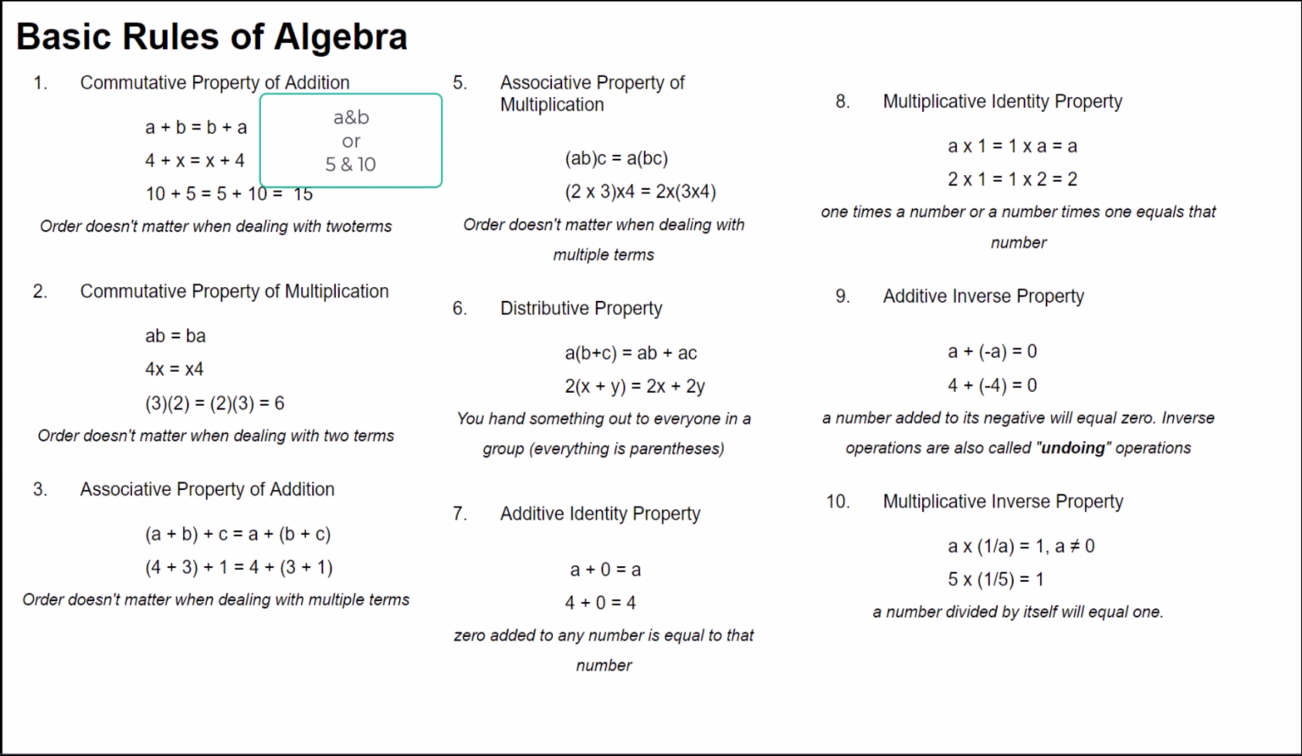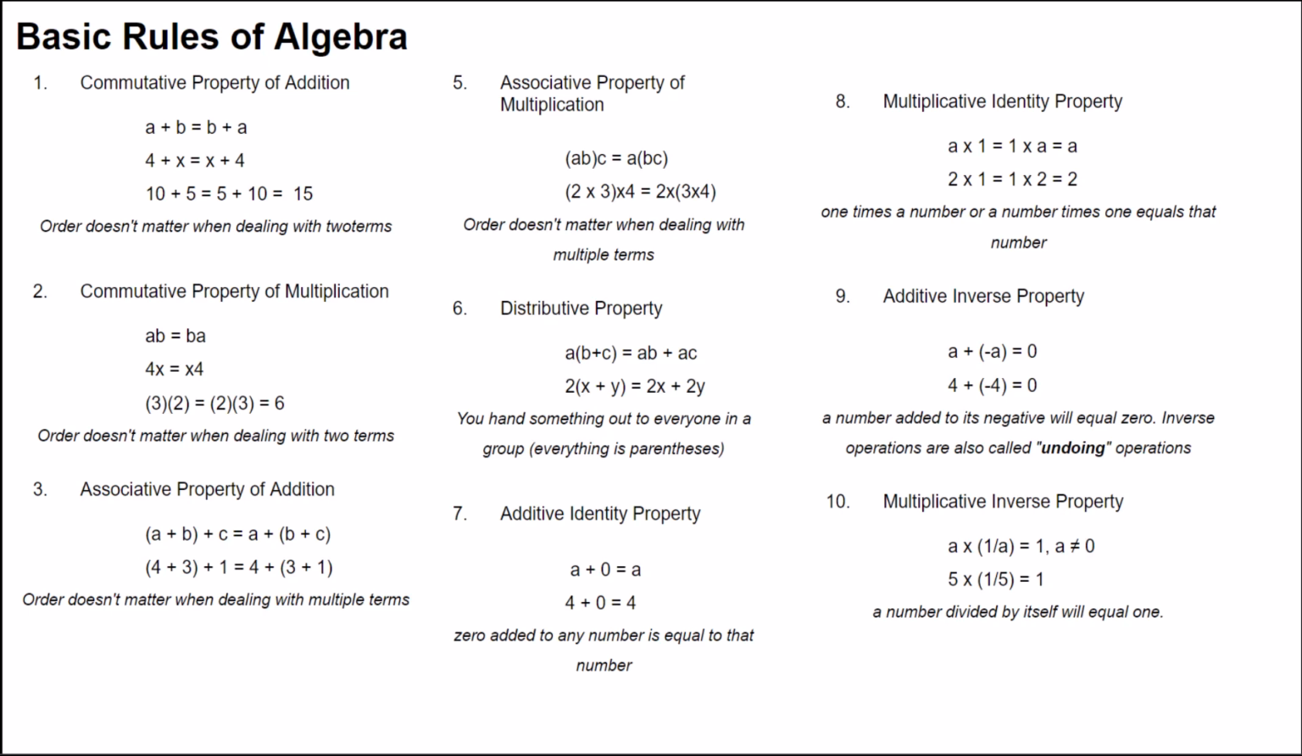As you can see here, A and B are some terms, and the commutative property of addition says that whether you add B to A or A to B, you'll get the same answer. The easiest way to remember this is that order doesn't matter when dealing with two terms. If you can remember that, then you'll have a good handle on the commutative property of addition.